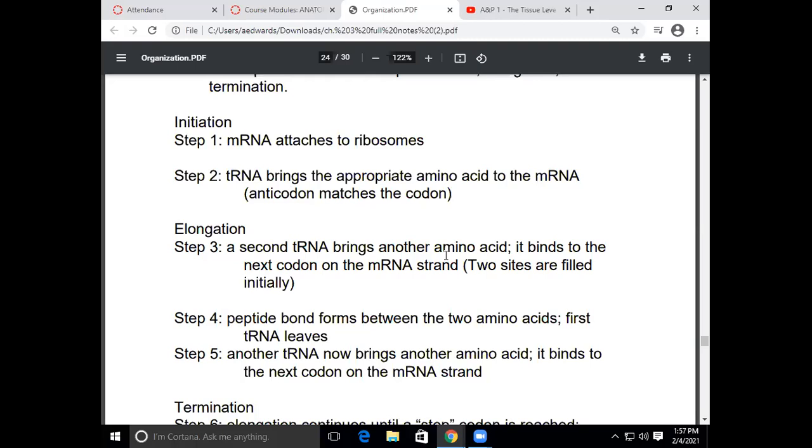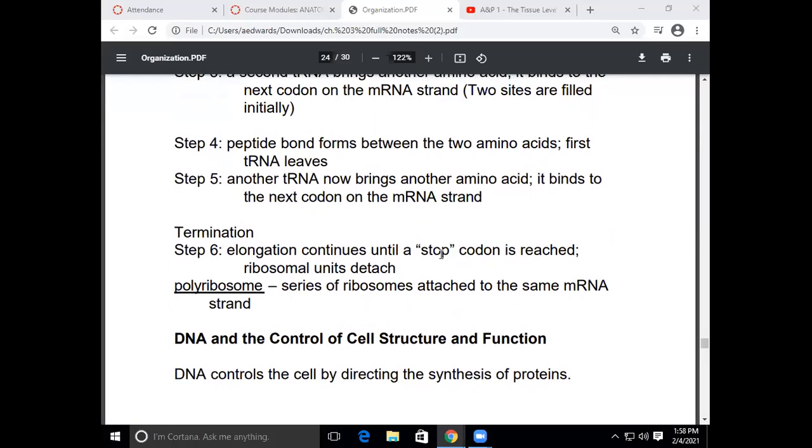Okay, so all right, so then it's going to bind. So a third transfer RNA is going to come by and bring another amino acid. And then it's going to bind to your next codon on the messenger RNA strand. Okay. All right. Now in termination, elongation is going to continue until you reach the stop codon. Okay, there's one of those codons that codes to stop protein synthesis. And it's going to cause the ribosomal subunits to detach from the messenger RNA.